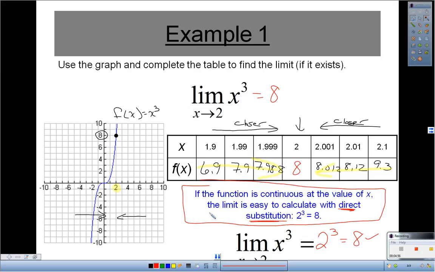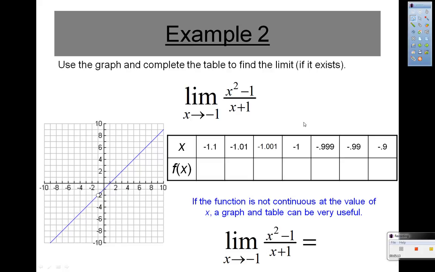So all three methods are shown here, either graphically, numerically or analytically. And again, direct substitution only works if the function is continuous at that point. All right, let's take a look at another example.